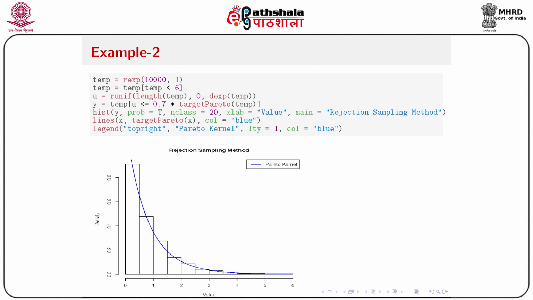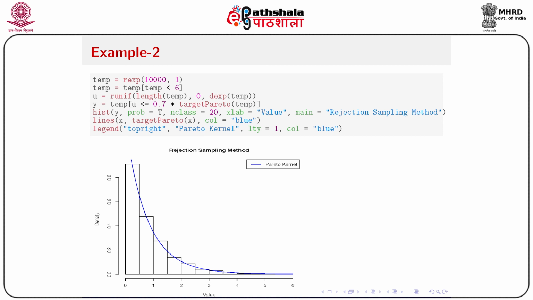Then U equals runif of length of temp, 0, and dexp(temp), where temp is from 0 up to 6 or whatever it is. So y equals temp where u is less than or equal to 0.7 times target Pareto(temp), and then that y will give the random variates. We can draw the histogram again, with probability equals TRUE.